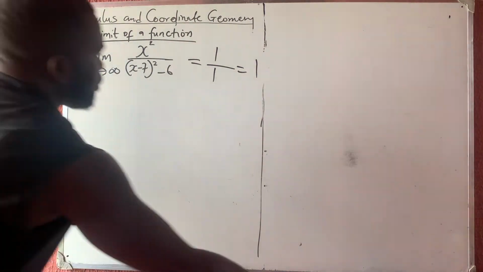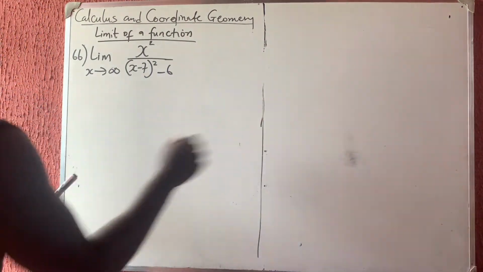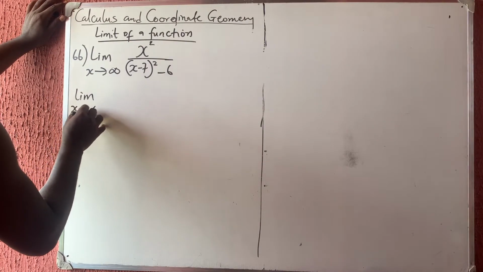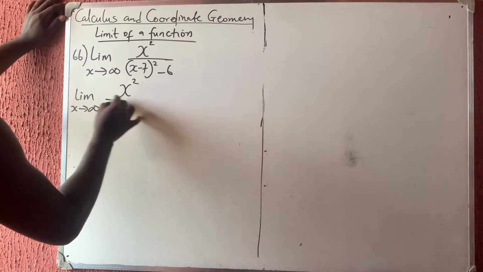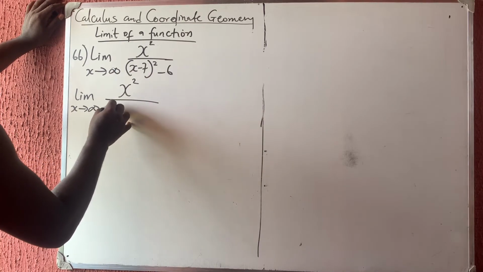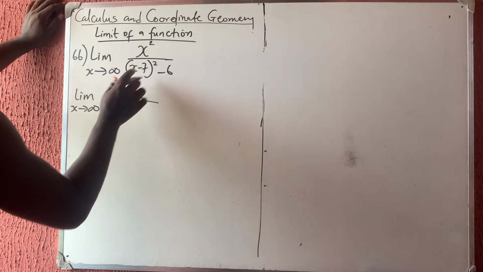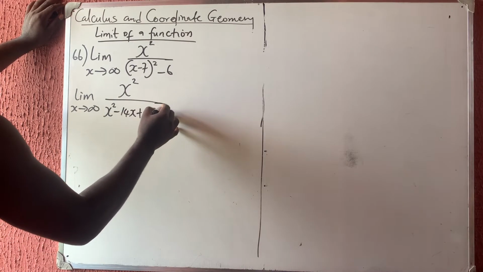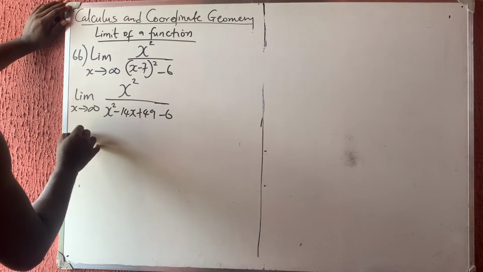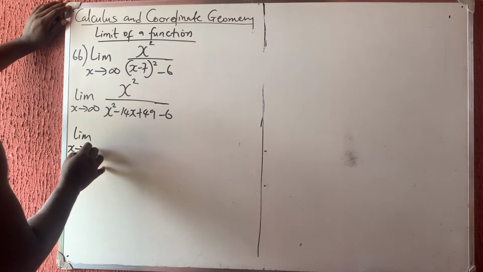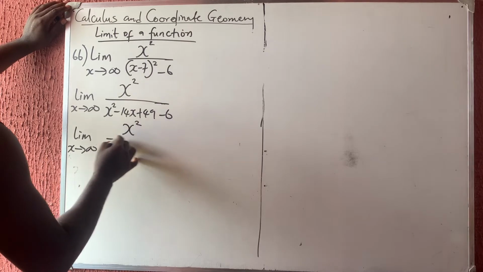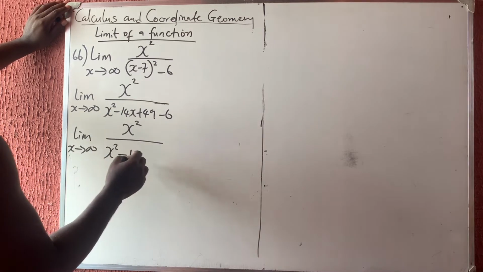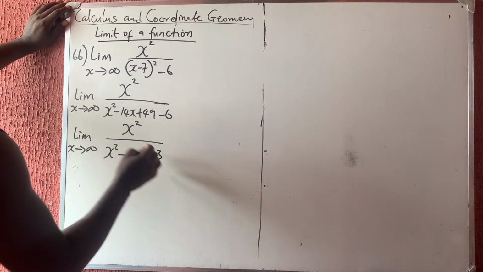But let me show you how to solve it normally. Let's solve it normally. So this is saying the limit as x approaches infinity of x raised to power 2 all over, to clear this, square the first one, x squared. Multiply this to double it, minus 14x. Square the last one, plus 49. Then bring down your minus 6. So this is now the limit as x approaches infinity of x raised to power 2 divided by x raised to power 2 minus 14x. Now, these two will give me plus 43, right?